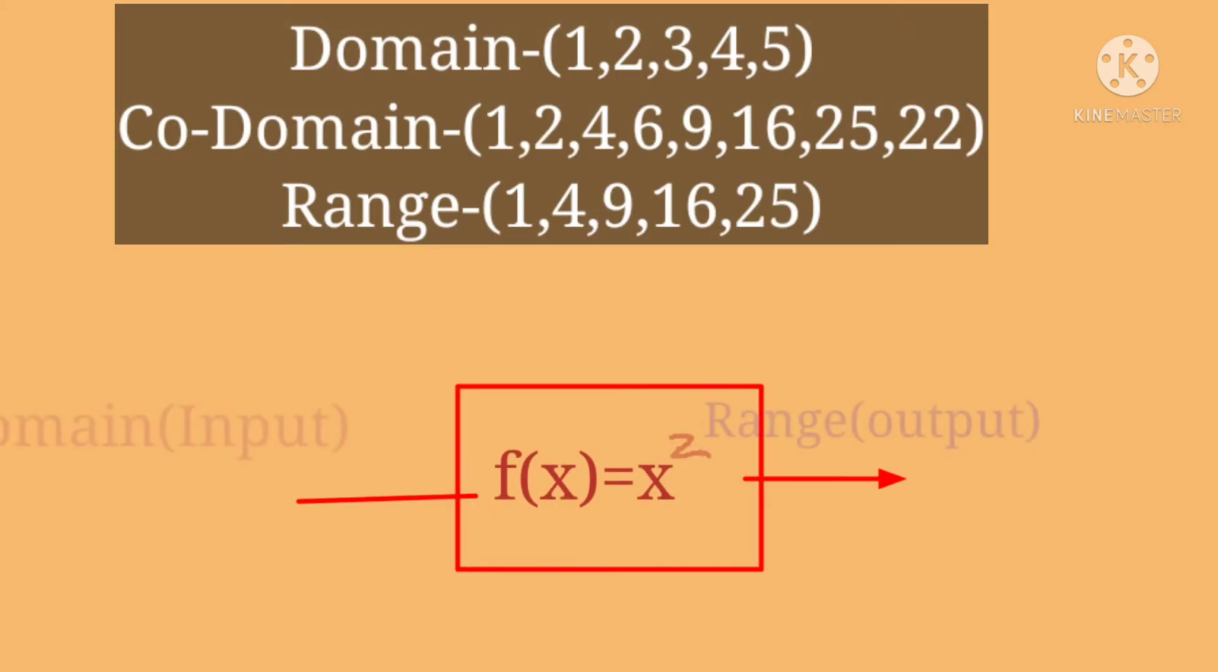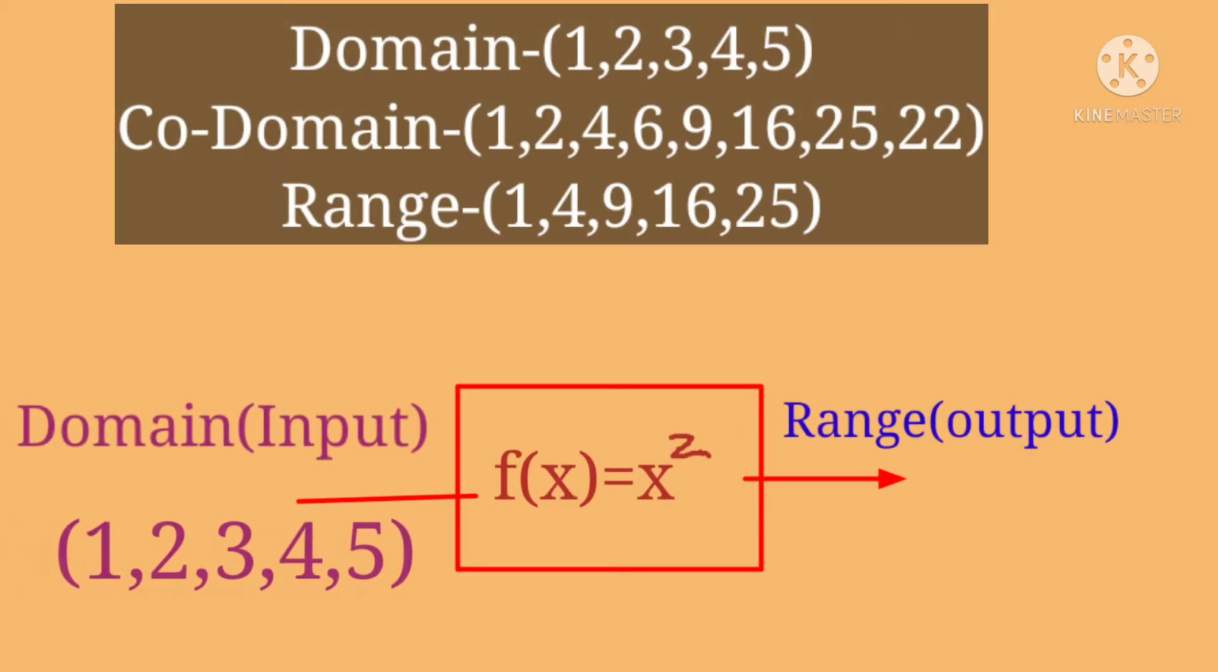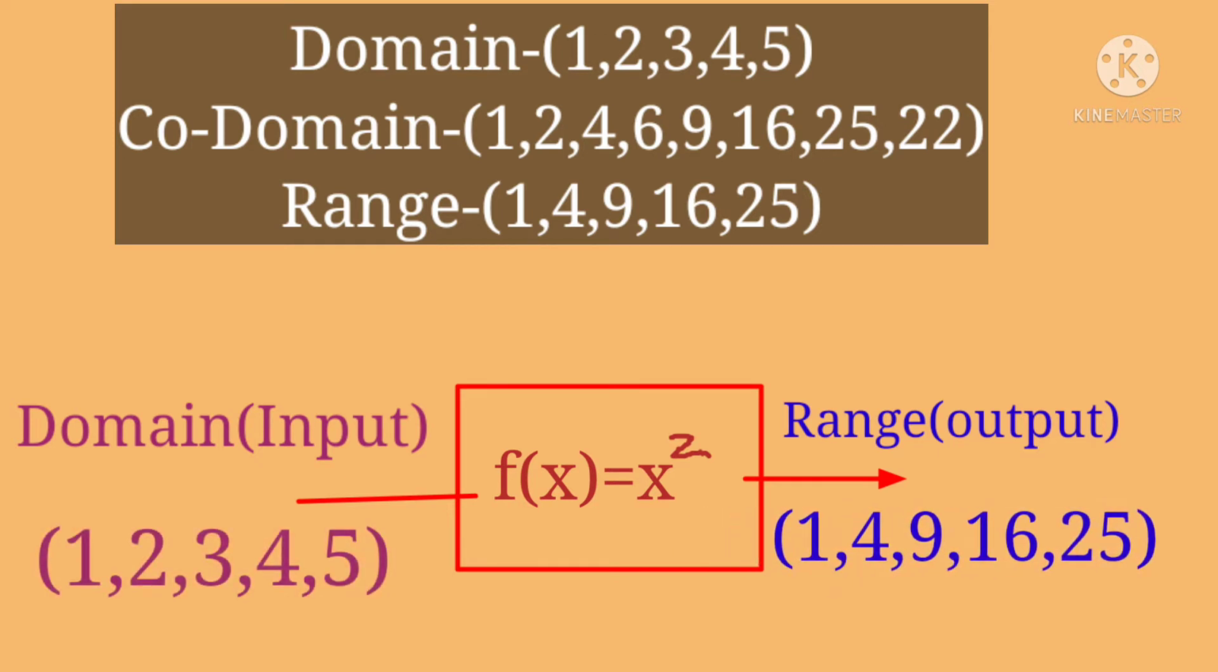In plain language, we can say that what can go into a function is called the domain. What can possibly come out of the function is called the codomain. What actually comes out of the function is called the range.